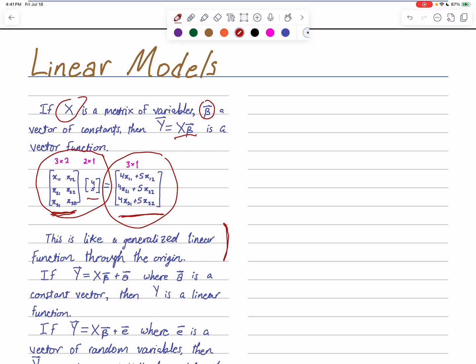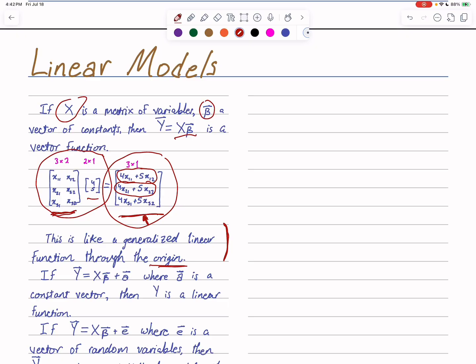Now this is a lot like a generalized linear function that always passes through the origin, right? It's linear because each of the components is a linear combination of some of the variables. But it always passes through the origin because you could always set all the values of the variables to 0, and that will necessarily make this vector the 0 vector, so it's always possible to pass through the origin with this kind of function.